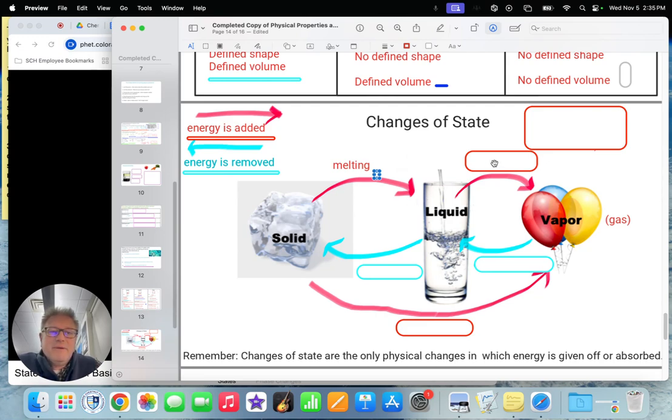Now we have a liquid and we add some more energy. The liquid gets warmer and warmer until it starts to, not boil, almost, it vaporizes. Vaporization is another change of state when you add energy to a liquid. Vaporization is technically the word because it's becoming a vapor. We can use the word gas, but vapor is a more scientific word for that.